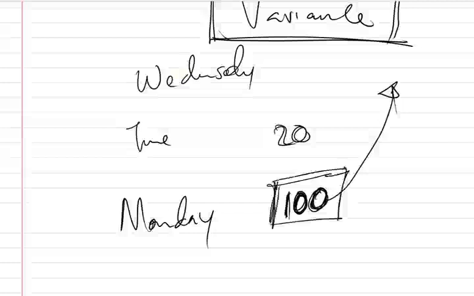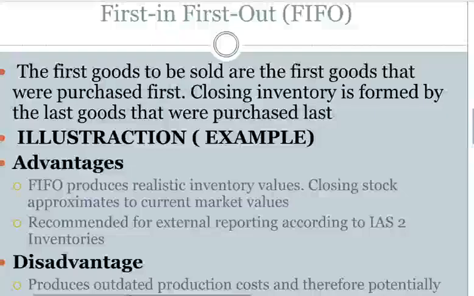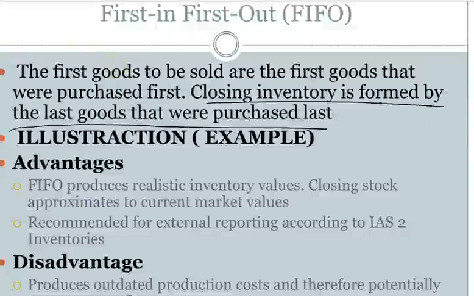quality. So this method is based on this theory that you want to sell the things that you acquired long time ago rather than the ones that you have just recently bought. So this means that our closing inventory will be formed by the goods that were purchased last.